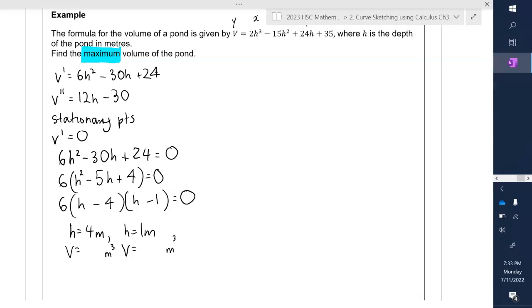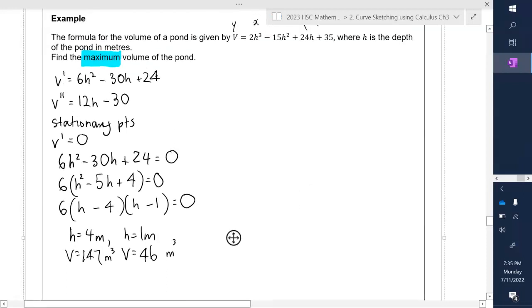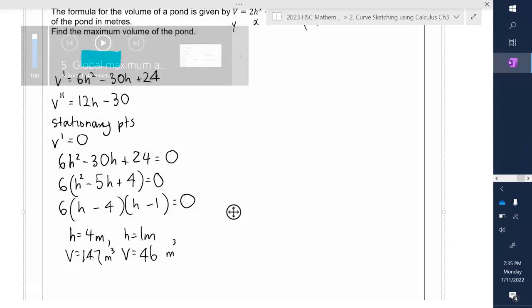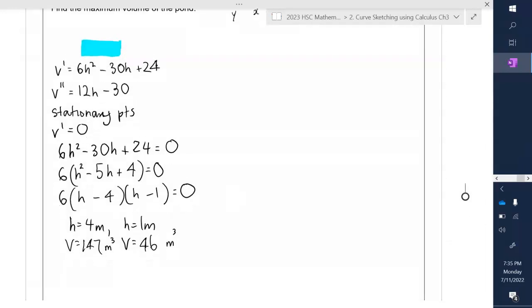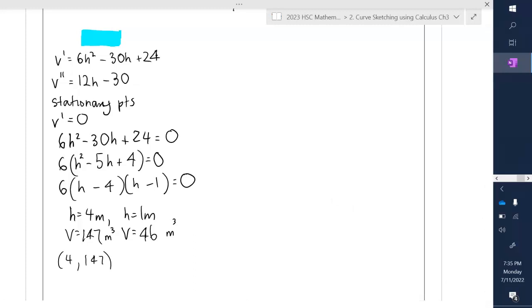We're going to pop our 4 and our 1 into our function up there. So just pause the video if you need to check the values that I've got. So when I pop 4 into my function up here, I end up with the volume of 147 cubic meters. When I pop 1 in, I get 46 cubic meters. So let's confirm our stationary points. They're 4 and 1, 47, and 1 and 46.